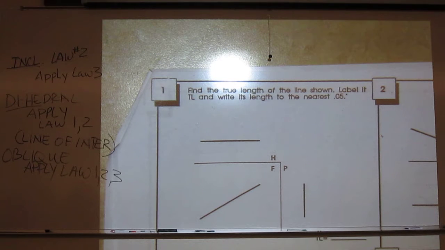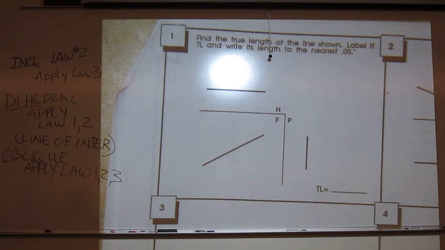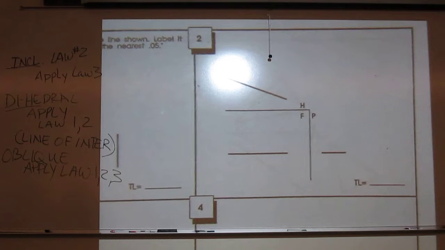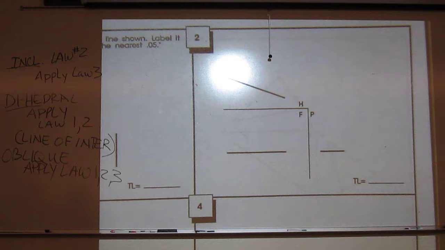The instructions: find the true length of the line shown, label it true length, and write its length to the nearest 0.05 inches. So some of these you're going to do some work, some of them you aren't. On the first one, do you have a true length line? Okay. No projection needed. Measure it and label it. That's it. Come to number 2. Do you have a true length line here? Yes, you do. No projection needed. Locate the true length line, label it, and measure.